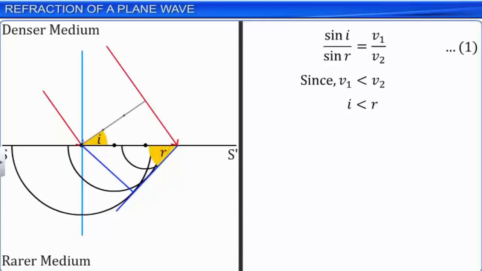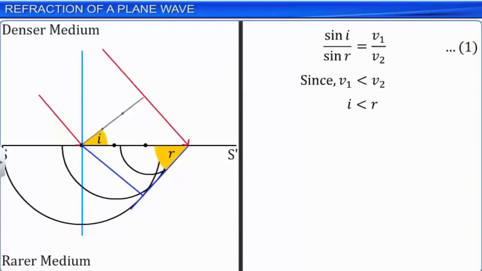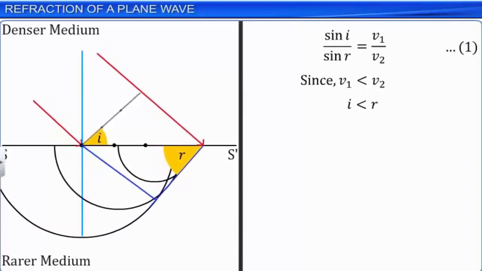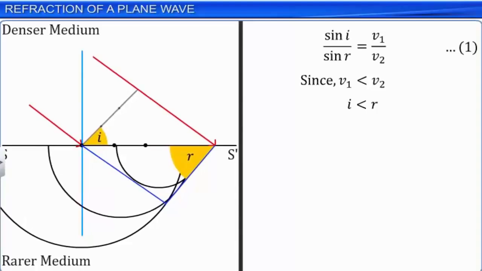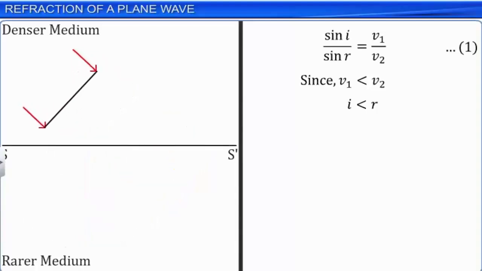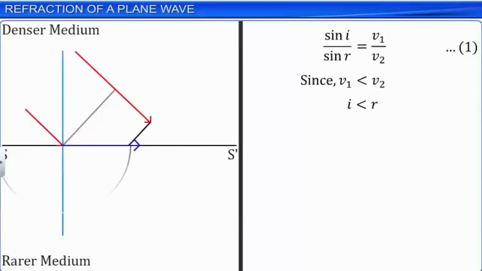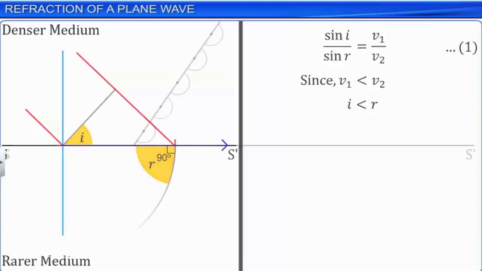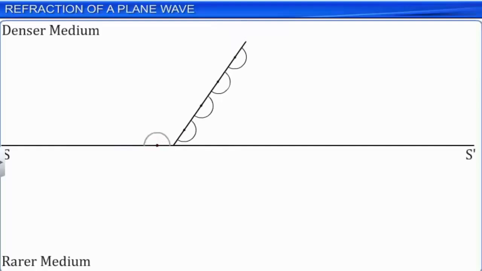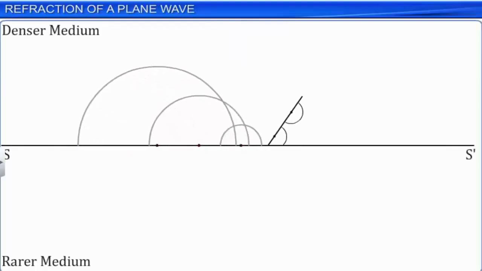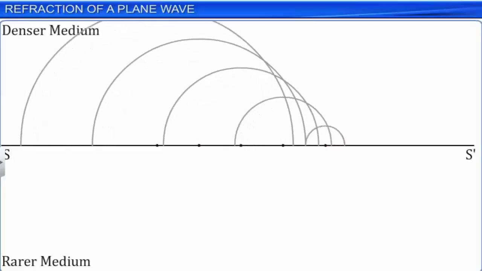If the angle of incidence I is increased, correspondingly the angle of refraction also increases. For a particular angle of incidence known as the critical angle, the angle of refraction becomes 90 degrees and the wave grazes along the interface SS'. If the angle of incidence is greater than the critical angle, we will have total internal reflection. As such, the laws of refraction are consistent with the wave nature of light.